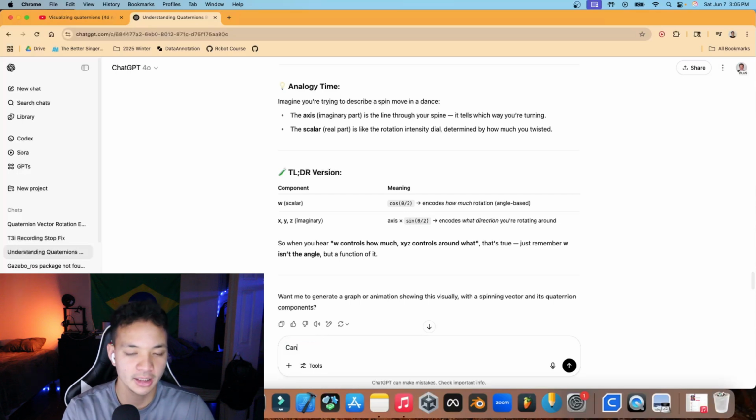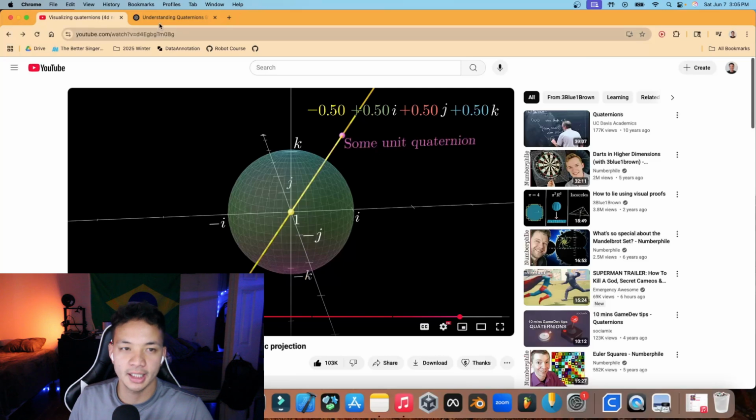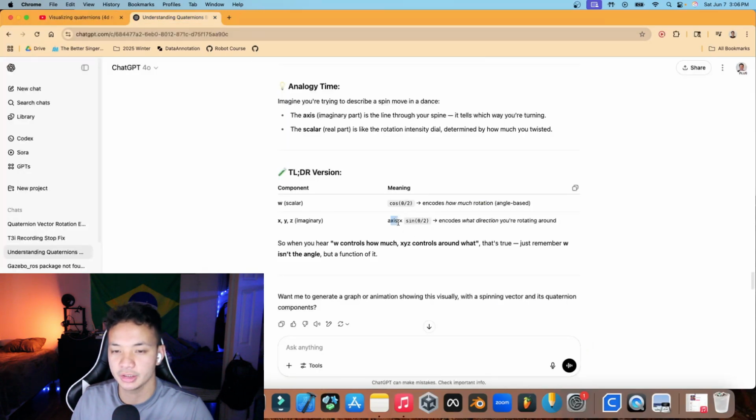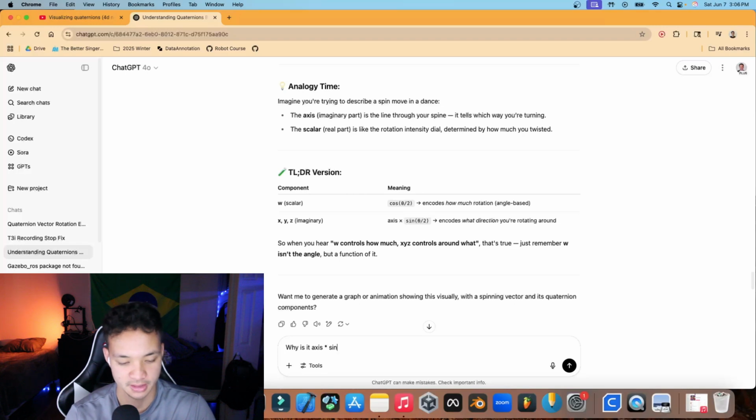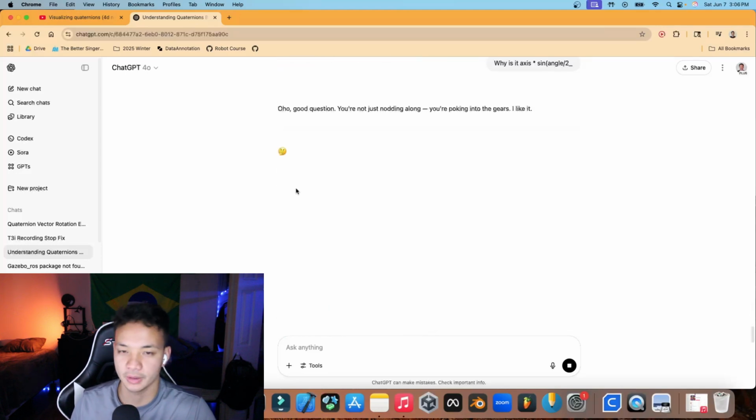Okay, so what I'm getting at is the XYZ part is actually the axis, which defines a 3D space. 0.5, 0.5, 0.5 is equal to the axis at which it's going, times, yeah, okay. We're so close. I feel it. Why is it axis times sine angle over 2?